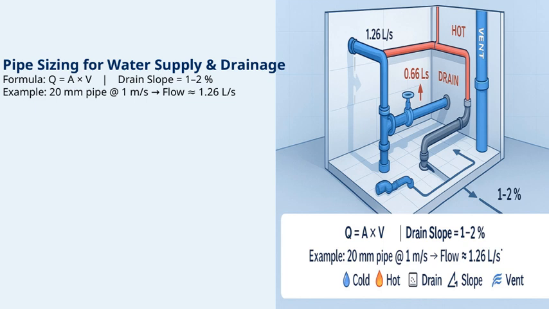For a practical example, imagine using a 20 diameter pipe with a flow velocity of about 1 meter per second. That setup results in a flow rate of approximately 1.26 liters per second. Understanding these principles helps us design efficient piping systems that handle the expected flow smoothly and reliably. This ties into the overall theme of creating safe, effective water supply and drainage solutions.